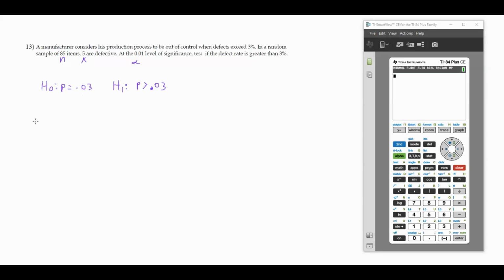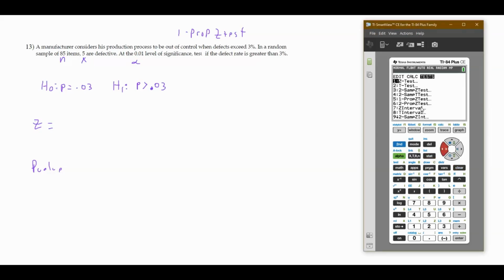So I want to find my test statistic. Well, in this case, we're going to run a one-prop z-test. So I'm going to get a z as my test statistic, and then I'm going to calculate the p-value. So I run my stat, and I go to tests. Number 5, one proportion z-test. What's my proportion under the null hypothesis? 0.03. Enter it as a decimal.